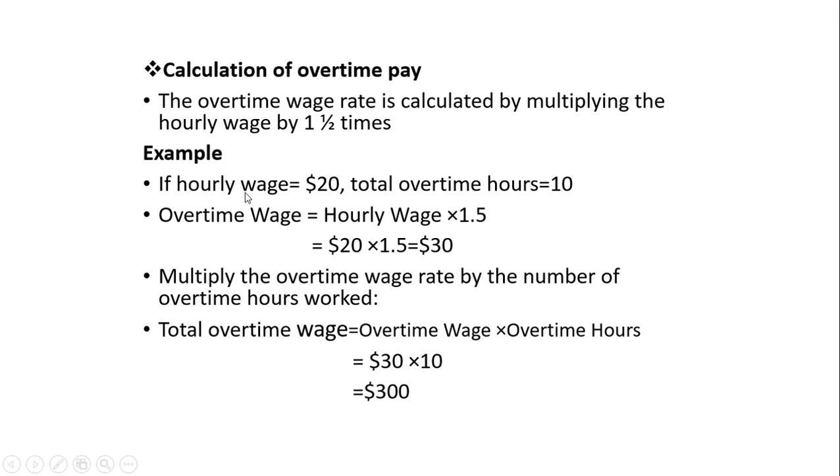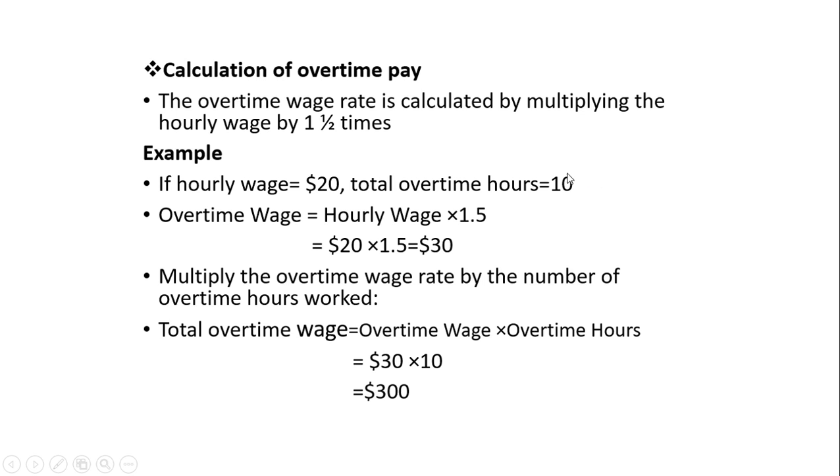Assuming that you have an hourly wage of $20 and you have worked overtime for 10 hours. To calculate your overtime wage, how much you are supposed to be paid, first of all, you multiply your hourly wage by how much you are supposed to be paid for every hour of overtime. As I explained, for every hour you are supposed to be paid 1.5 times your normal salary. So it is your hourly wage times 1.5. 20 times 1.5 gives you 30.